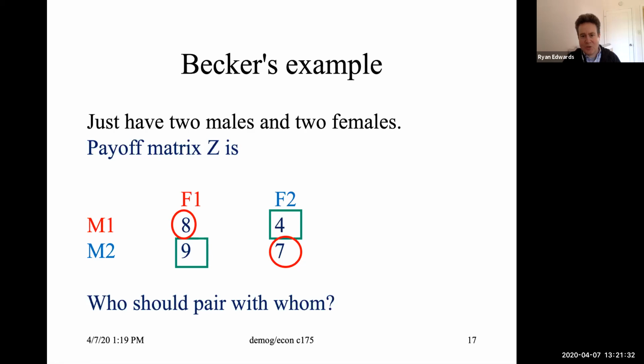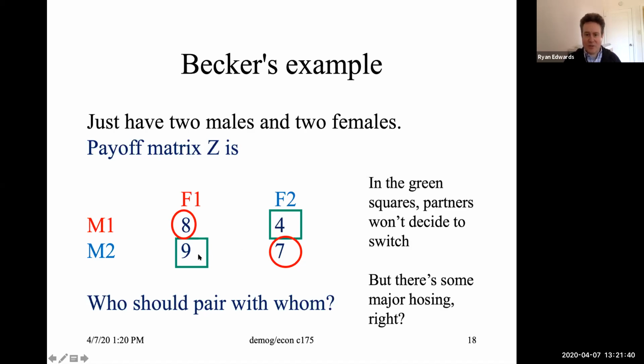So which one should be chosen? And there are at least 2 layers of this onion here. If you thought about the green squares and the total output within the marital union, probably the green ones are where you would end up, I think. And so how to think about that?